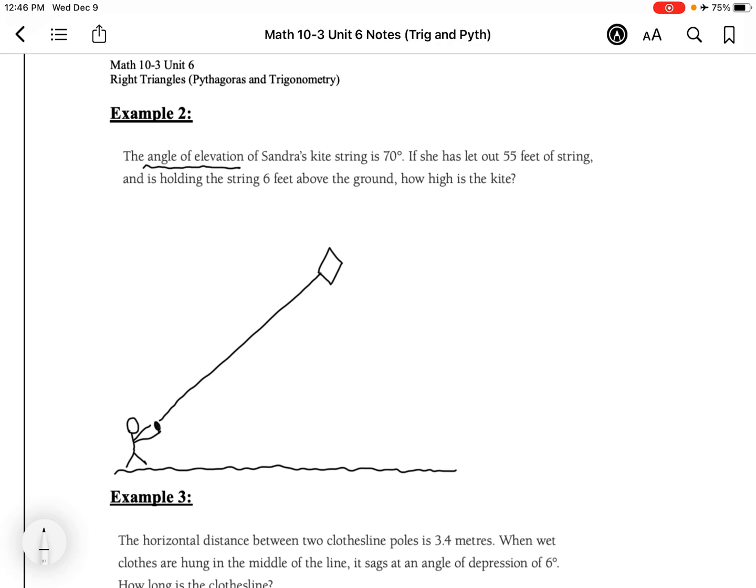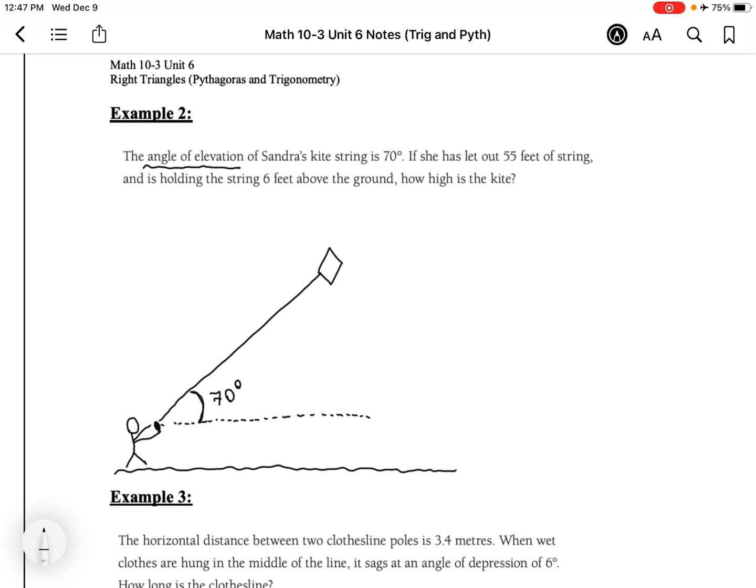and add those into our diagram. So her angle of elevation is 70 degrees. Well, the angle of elevation is from her line of sight, or from where the string starts up to the kite, and between the horizontal. We don't have the horizontal in, so we've got to draw that in. That's right here. This is 70 degrees.